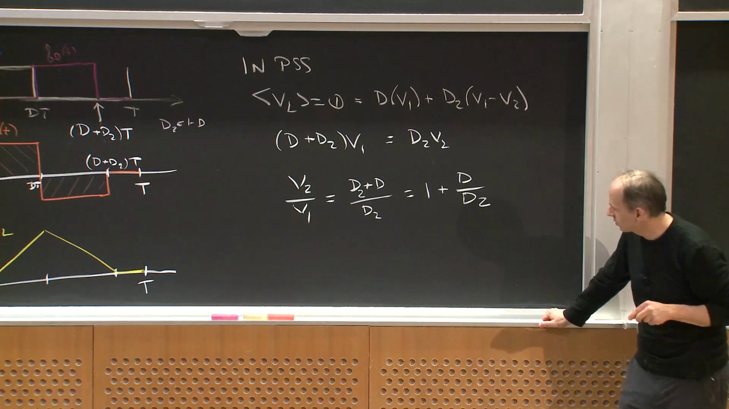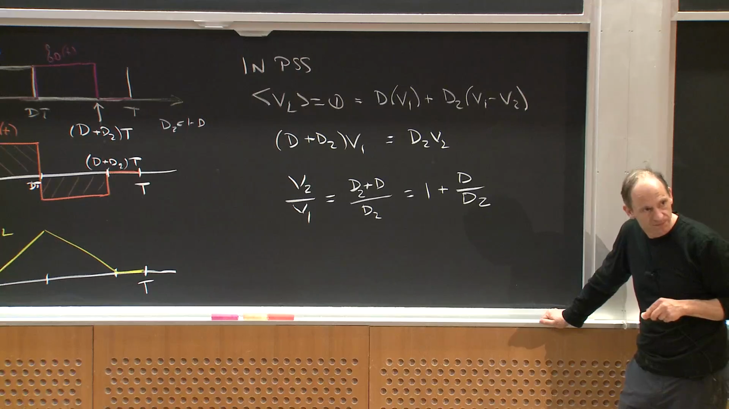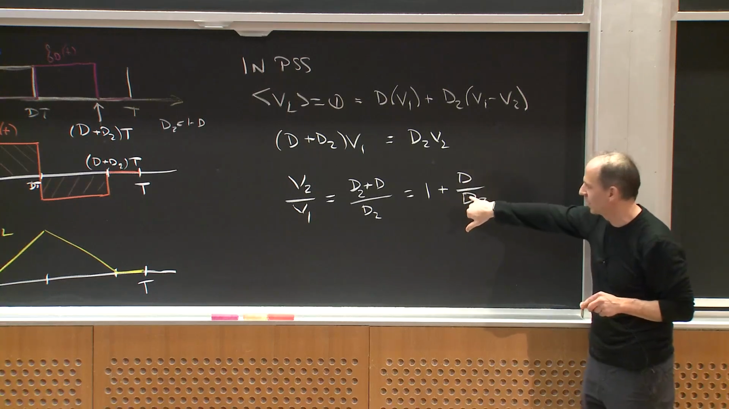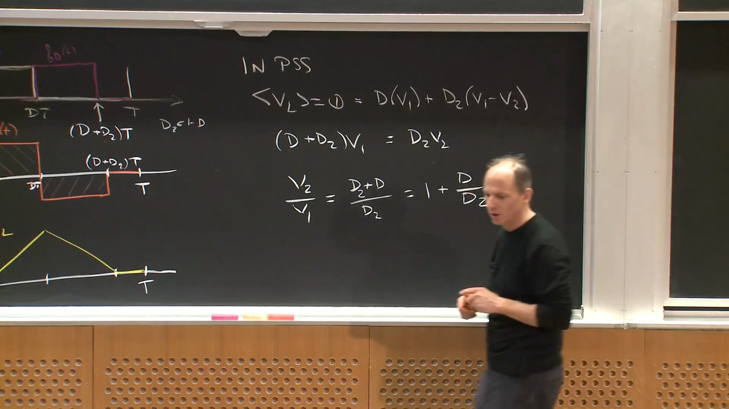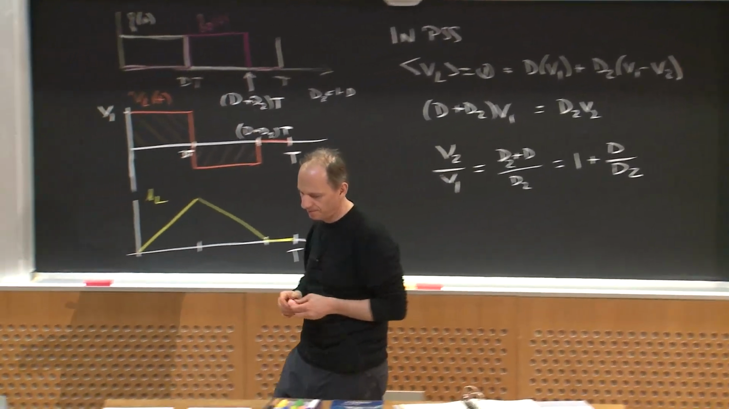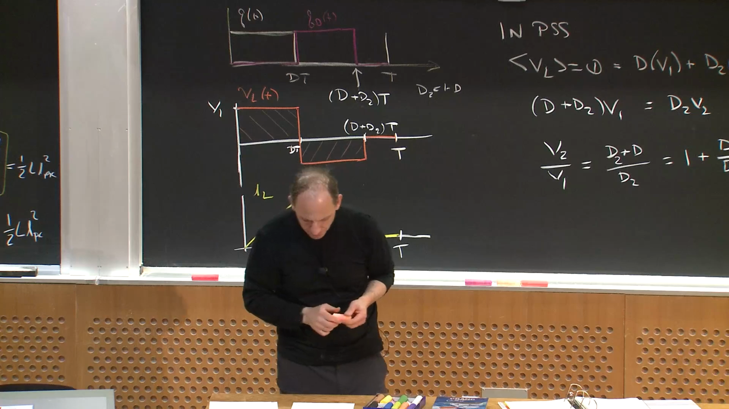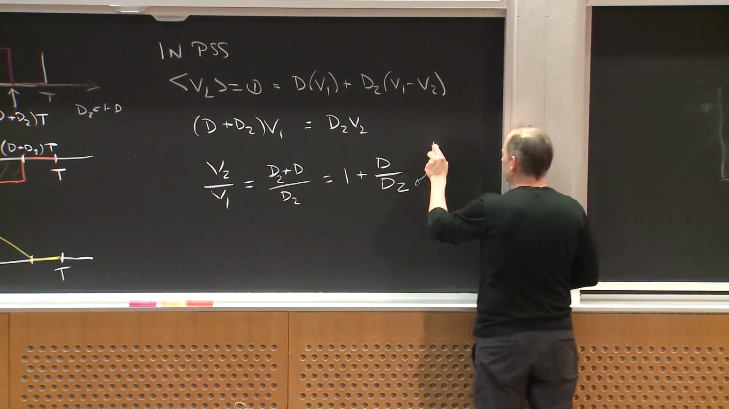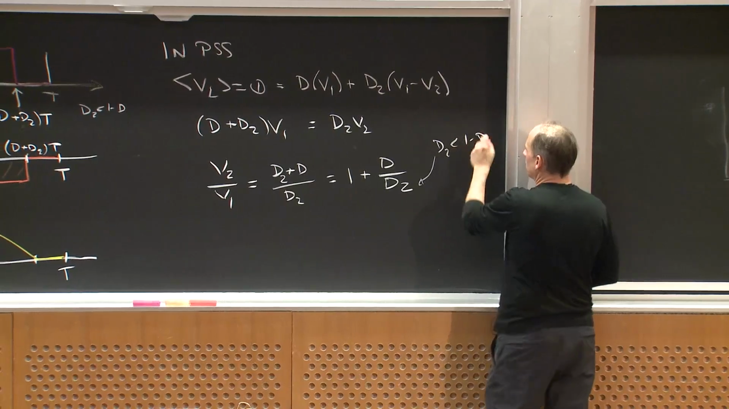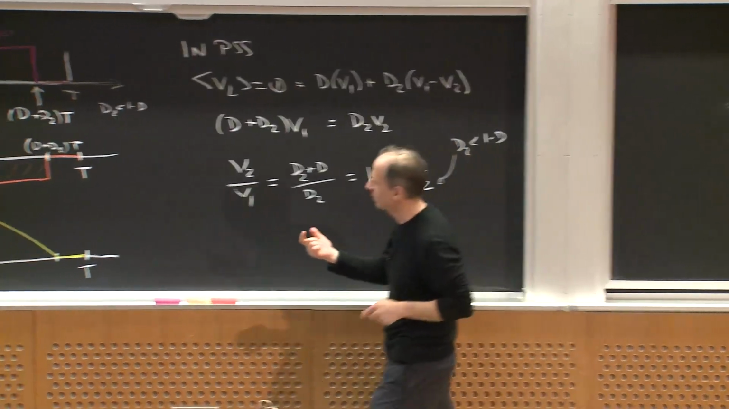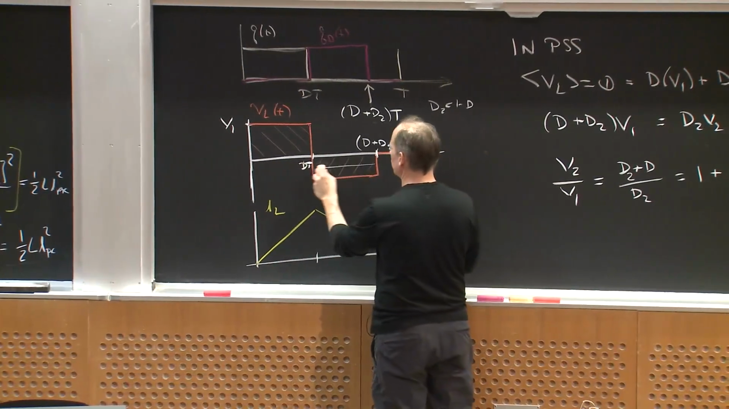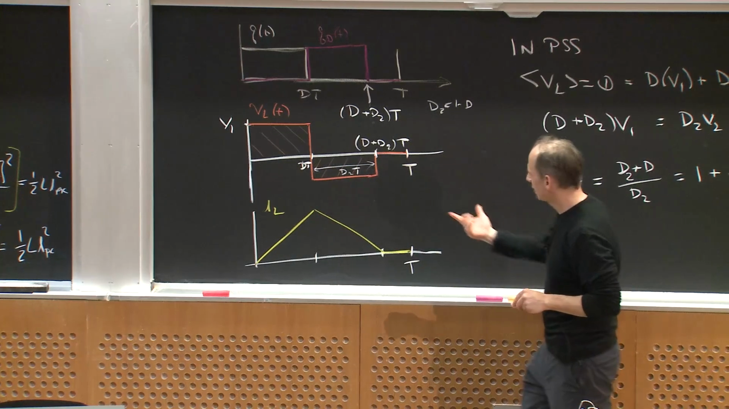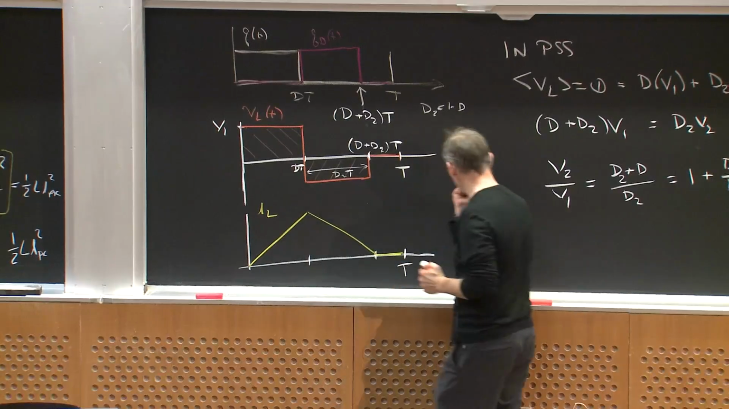Okay? So that's not exactly an answer, in terms of it, because it depends on the duty ratio of the switch. But then I've got to go figure out what the duty ratio of that diode is going to look like. Okay? But what do I know? I know that D2 is less than 1 minus D. Whatever it is, it's less than 1 minus D, right? Because this is the duration D2 T, right? And that's less than 1 minus D times T, okay?